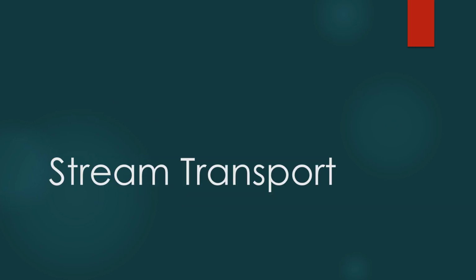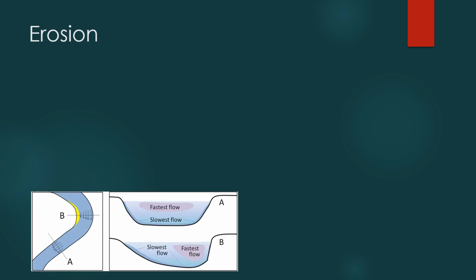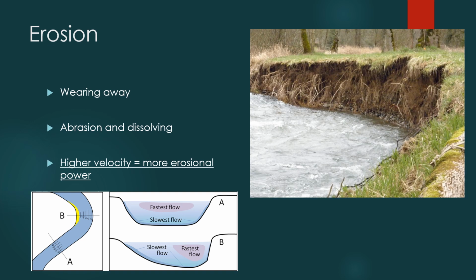All right, now moving on to stream transport, and this is talking about the ways that streams can move sediment. So the main way that streams pick up sediment is erosion. Erosion is just a process of soil and rock and other sediment being worn away by the water. This can happen by a couple of mechanisms.